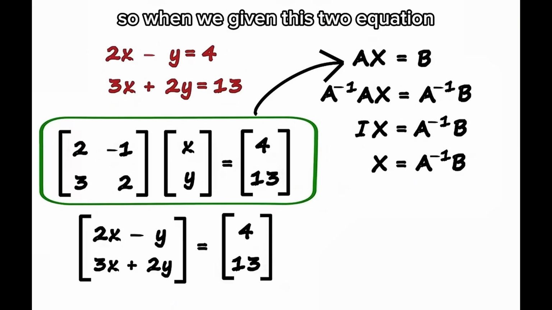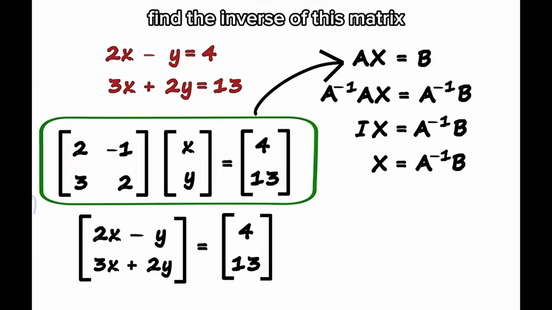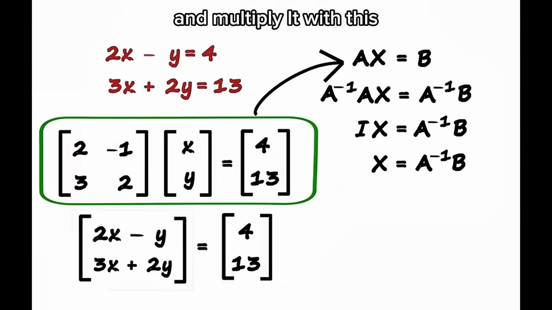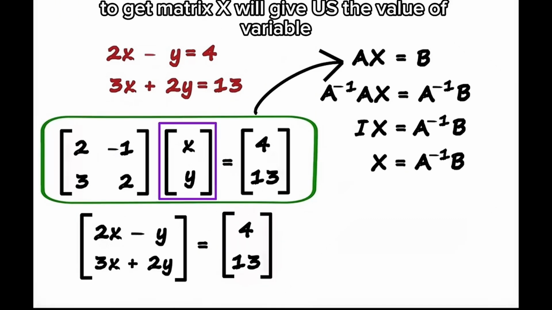So when we are given these two equations, we write them in this form. Find the inverse of this matrix and multiply it with this to get matrix X. It will give us the values of the variables.